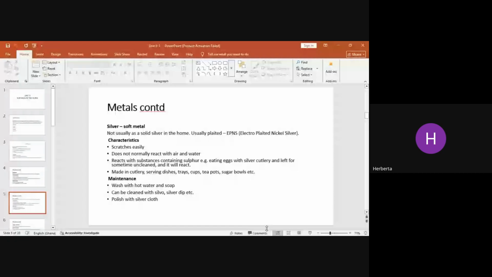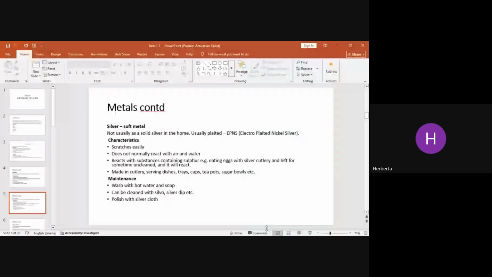Silver reacts with substances containing sulfur, like mayonnaise, like egg. Most of the time, it is used in making cutlery, serving dishes, trays, cups, teapots, and sugar bowls. How do you maintain the silver metal? You wash with hot water and soap.